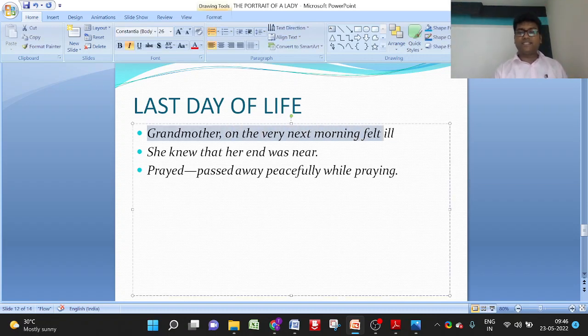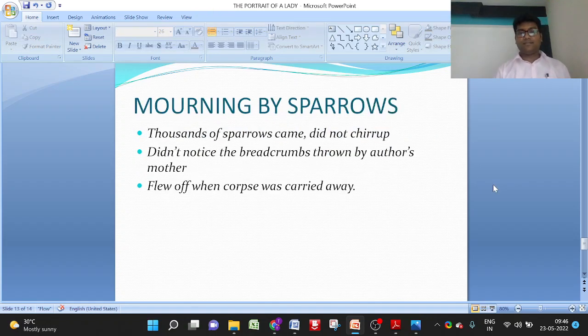Grandmother, on the very next morning, felt ill. She knew that her end was near. That's why she prayed, and while praying, passed away peacefully. At the end of the text, we get a very touching scene where we see that the sparrows are mourning. The sparrows whom grandmother used to feed breadcrumbs were also mourning along with the relatives.